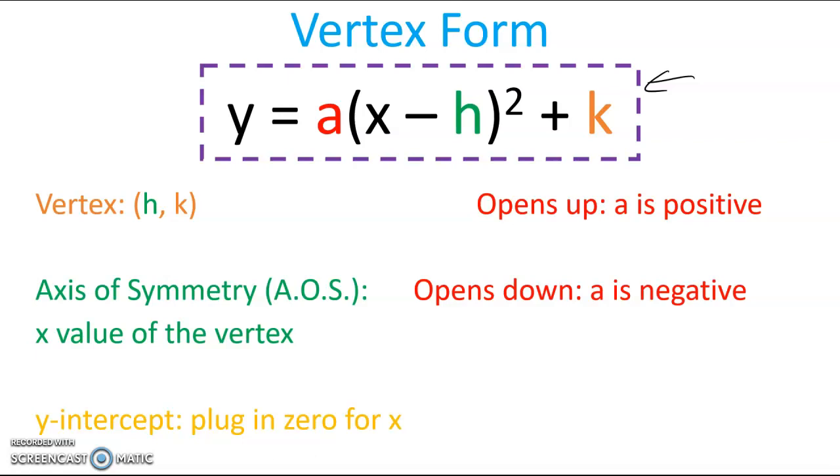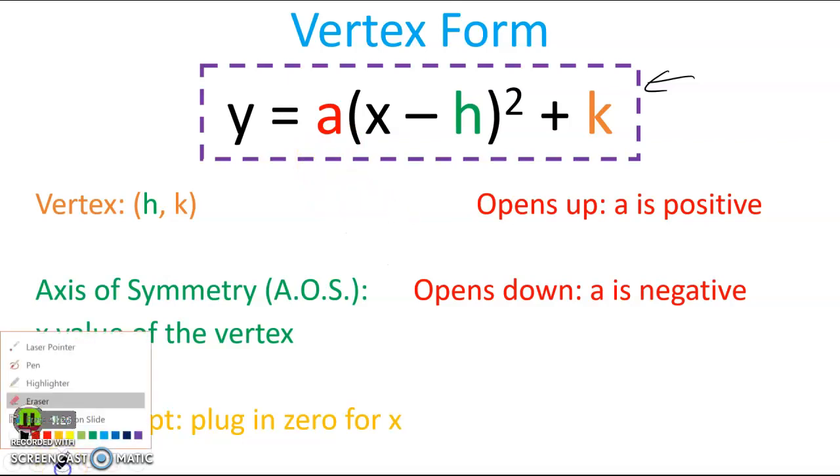Of course, if you want to pause at any time and write this stuff down, you can. I'm just going to briefly go over it. The a value stuff is still basically the same. Those rules are all the same, all right? If a is positive, it opens up. If a is negative, then it opens down. So we're looking at the same stuff when it comes to the a value.